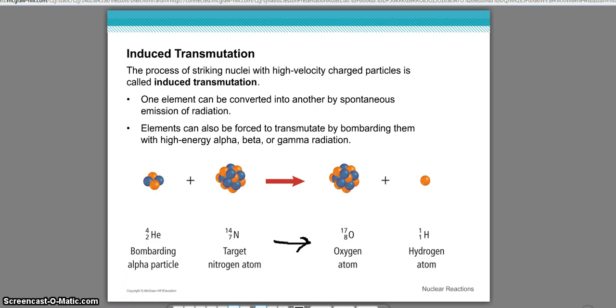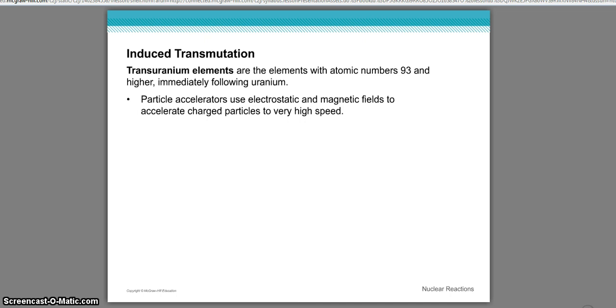All right, now the transuranium elements, just like that word means, transuranium means after uranium, and they're elements with atomic number 93 and higher. They are all man-made elements. They were made using induced transmutation. That's how those elements were made, how they're discovered, and where they come from in a lab is by using this particular process. Okay, so let's look at an example.